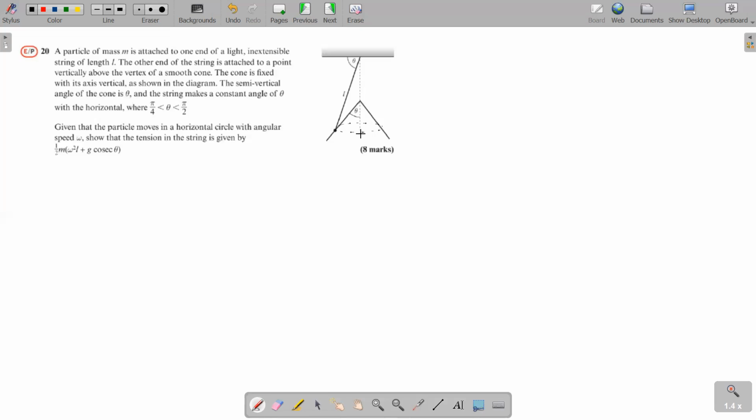Can you see? So you basically have to do the same thing again, even though this has so many expressions here. Everything is done in terms of letters. And you have only two things to do: apply F equal ma towards the center and apply vertical equilibrium. So that's it. Let's do that quickly.